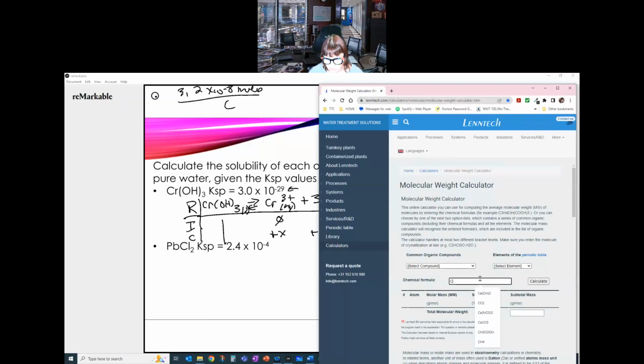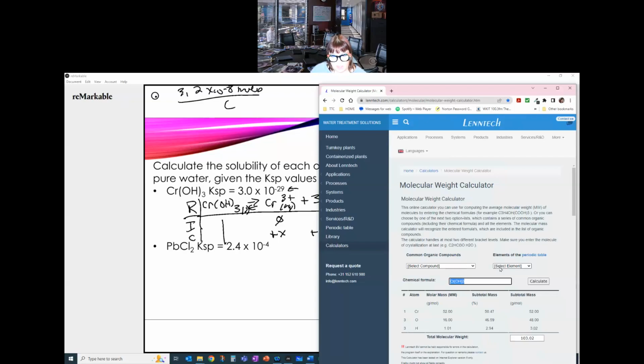And you come in here, Cr. You can see that I've done this before, and I typed it wrong. So CrOH3. And of course it doesn't like that, and it doesn't like that because the capitalization's wrong. So it needs to be a big C, little r, and then OH3.